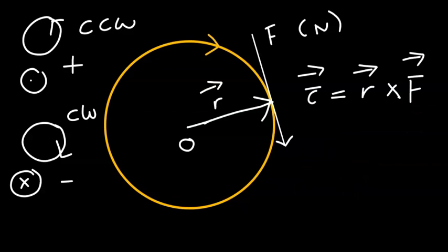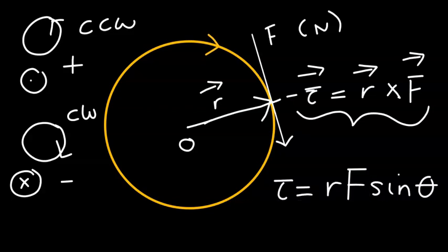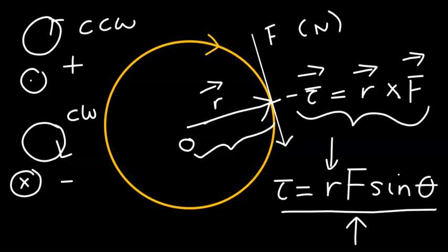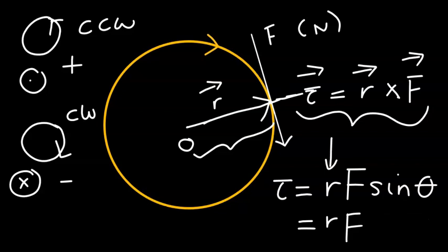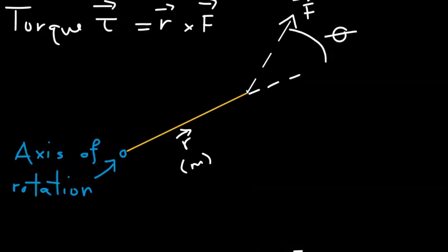Regarding the magnitude of the torque, due to this cross product relation, the magnitude of the torque is written as the magnitude of the position vector, that is that distance right there, times the magnitude of the force times the sine of the angle between the two vectors. So in this case, the angle between these two vectors is 90 degrees, sine 90 is 1, and the torque simply becomes R times F. Let's look at the following system.